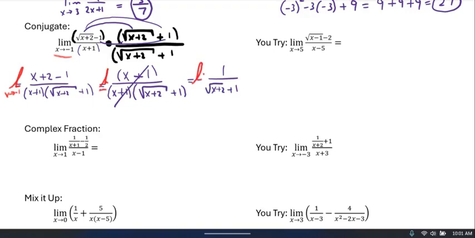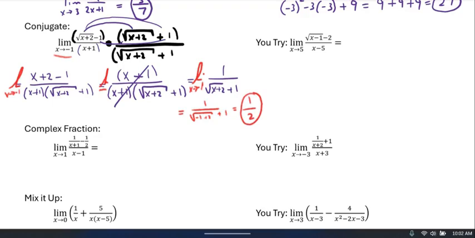So we're still doing that limit as x goes to negative 1, but now I don't have the 0 over 0 issue, so I can go ahead and plug in my negative 1. And so we will get 1 over square root negative 1 plus 2 plus 1. And so square root will be 1 plus 1, 2, 1/2. All right, you go ahead and try the one on the right.